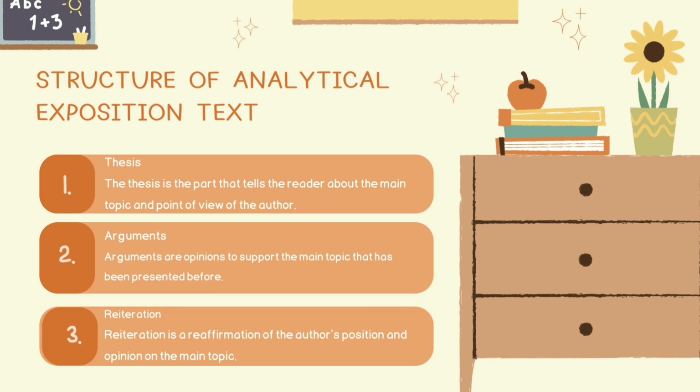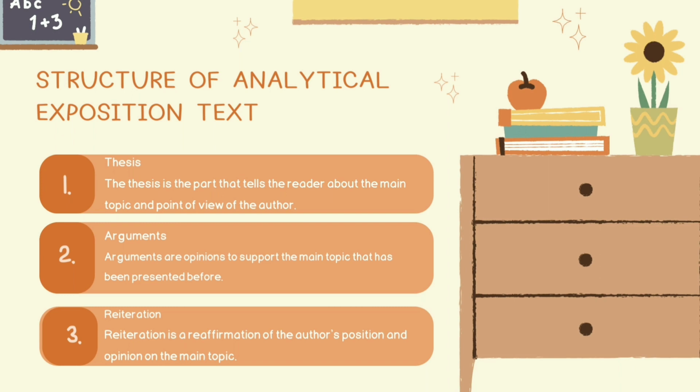So let's discuss the first structure, thesis. The thesis is the part that tells the reader about the main topic and point of view of the author. The thesis is the first part of the analytical exposition text, where the writer will describe the events that are happening. Then, the author will state his initial opinion and explain the position.